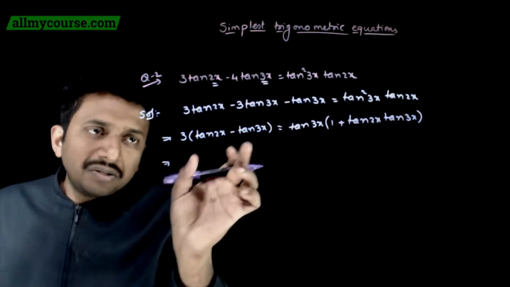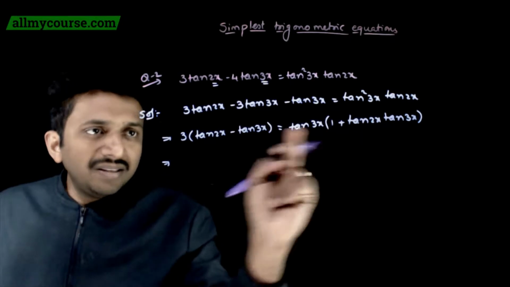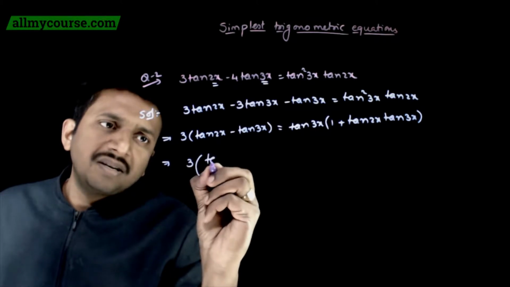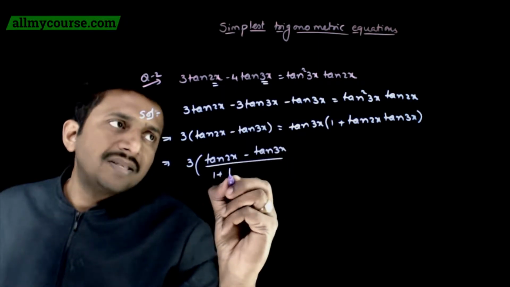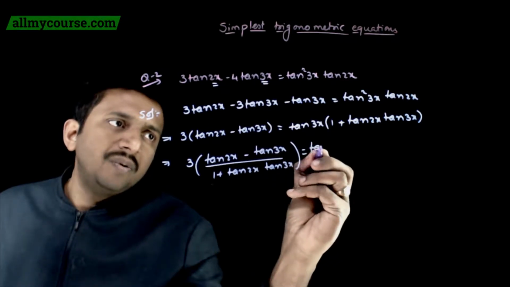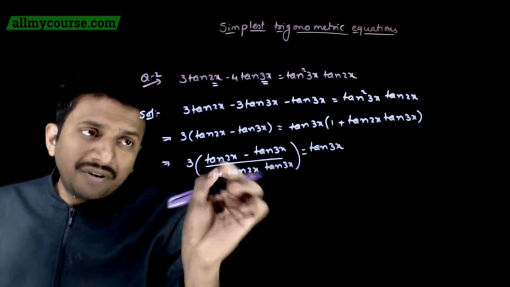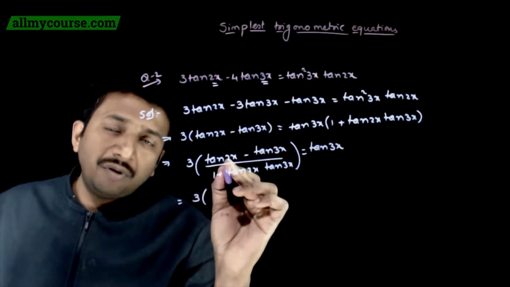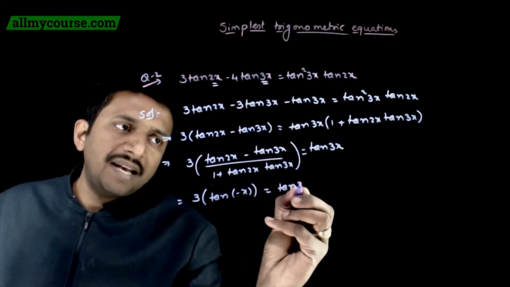So do you remember some formula? You have tan 2x minus tan 3x here, 1 plus tan 2x tan 3x here. I'll bring this to the denominator and I'll send this here. So 3 times (tan 2x minus tan 3x) by (1 plus tan 2x tan 3x) is equal to tan 3x. Now what is this a formula for? tan A minus tan B by 1 plus tan A tan B is tan of (A minus B). So 3 times tan of (2x minus 3x), which is tan of minus x, is equal to tan 3x.